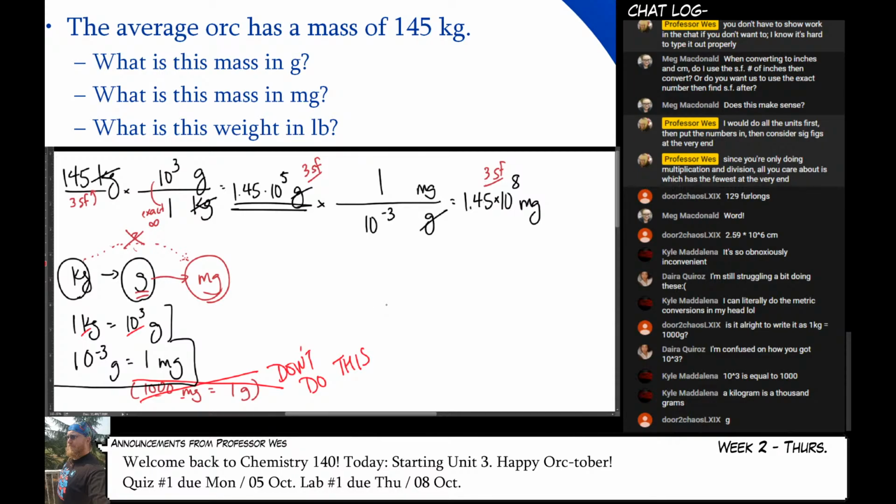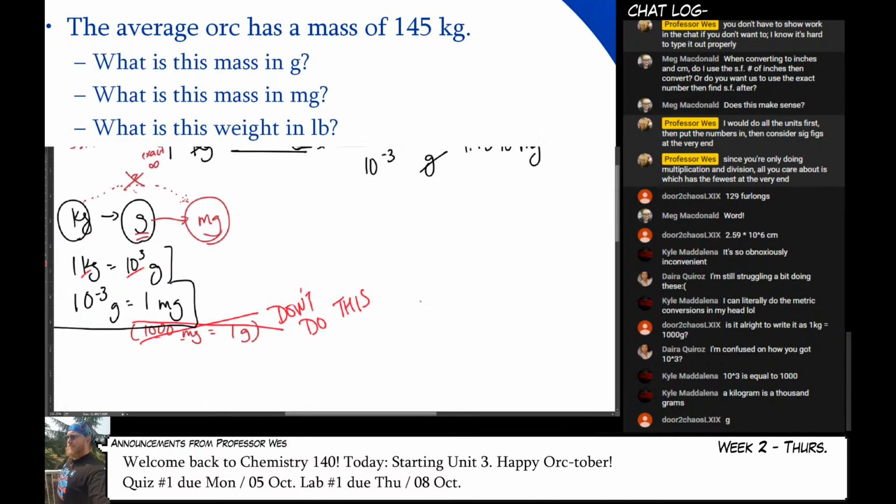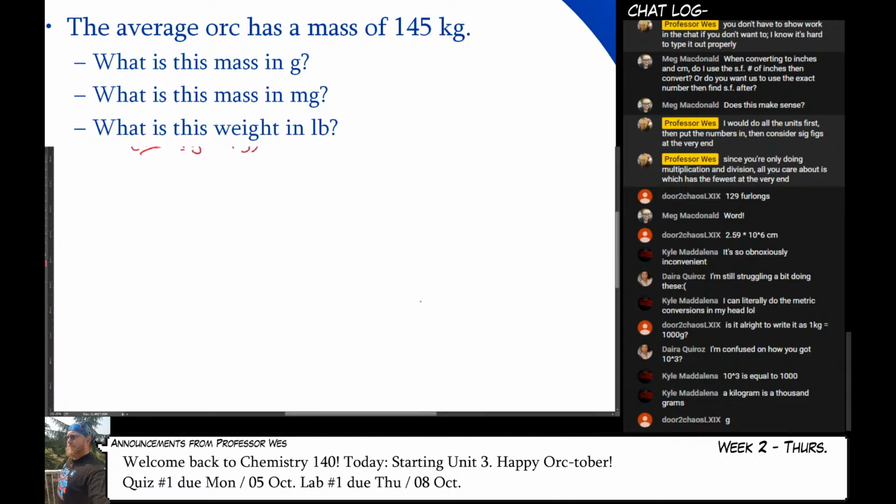All right, what is the mass of this orc in pounds? Well, I'm going to have to scroll this part down because I ran out of space. So we'll start with 145 kilograms again. And this time I want to turn kilograms into pounds. That means I need to look up a relationship between these two things. And the relationship that I have is 1 kilogram is 2.204 pounds.